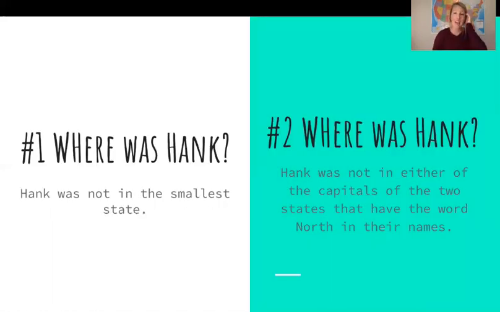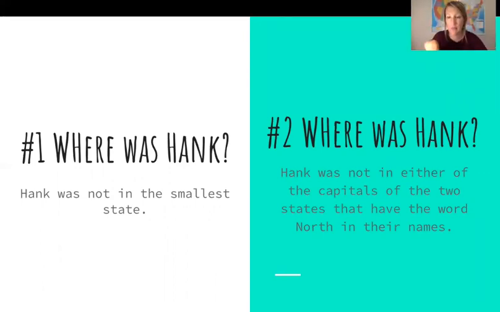Here we go. Okay, first one. Hank was not in the smallest state. Let's think back. Which state is the very, very smallest state? He was not in that state. Once you figure it out, you're going to come over to your little sheet and cross it off. Okay? Good.